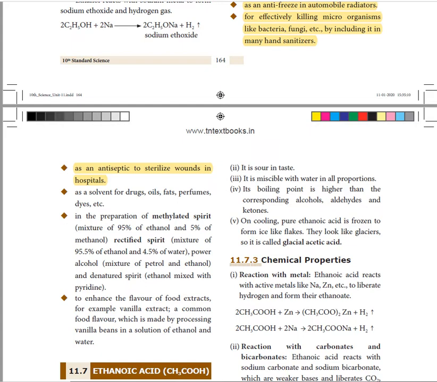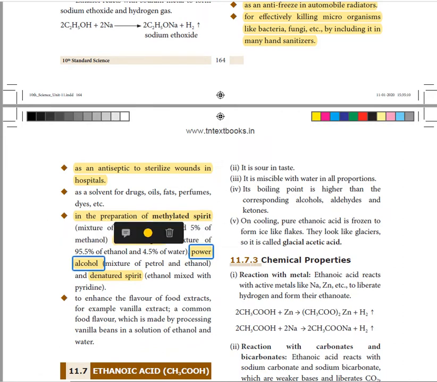And also it is used in the preparation of methylated spirit, rectified spirit and power alcohol. Power alcohol is a mixture of petrol and ethanol. And also denatured spirit: ethanol mixed with pyridine. This will be asked in 1 mark. What is denatured spirit? Ethanol with pyridine. Power alcohol, a mixture of petrol and ethanol. All these things they will ask.